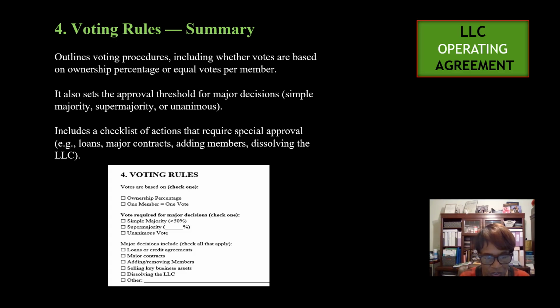Is the voting required for major decisions going to be just a simple majority? You check that box. If you want it unanimous, of course, you would check unanimous. And down below where it says major decisions include, you check any one that applies. So a major decision could be contracts or just selling key business assets, but the rest of them don't apply, and you just have them unchecked.